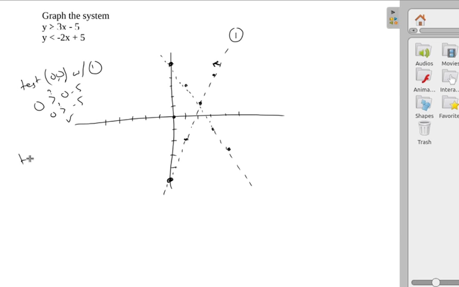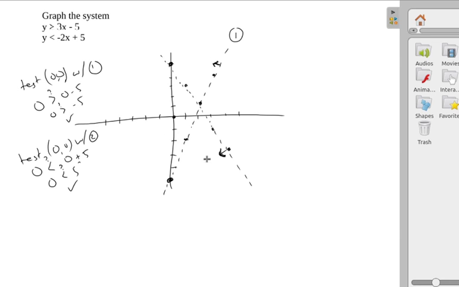And I'm going to test the origin, 0, 0, with the second inequality. That says 0 is less than 0 plus 5. Is 0 less than 5? Yes, that one is true as well, which means the origin satisfies that line as well. So you can see these are the two arrows that I'm getting. This is the line I'm talking about. I want to shade this side of the line.